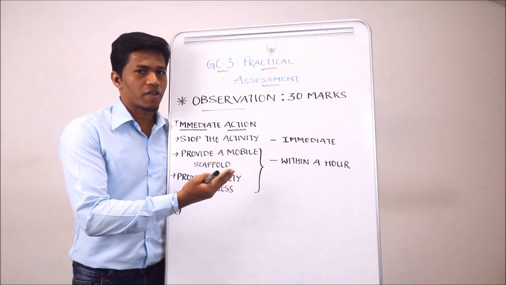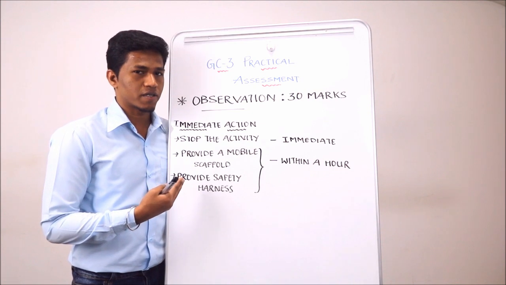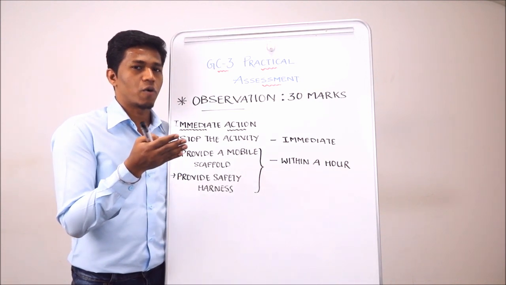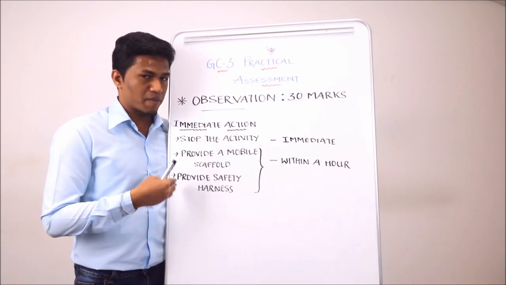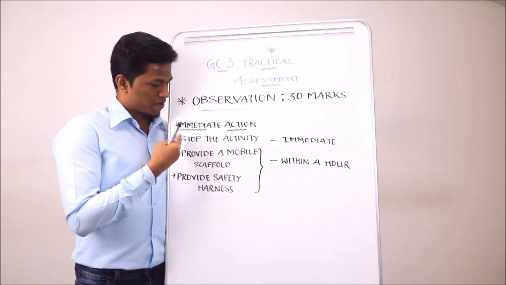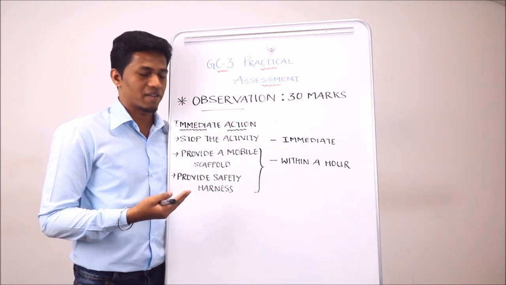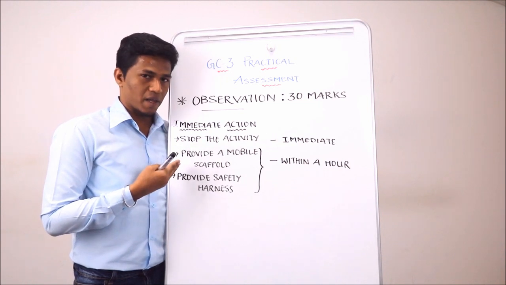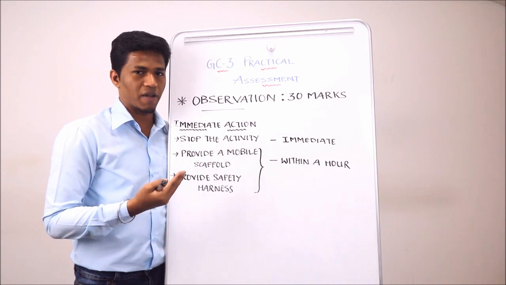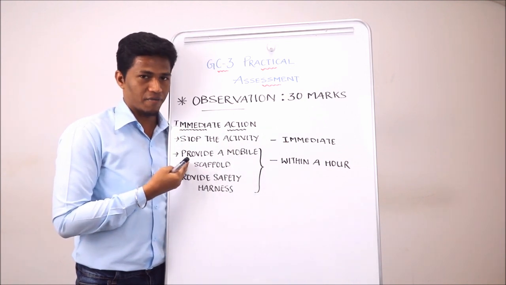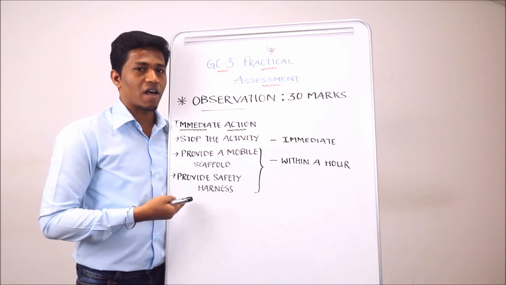So remember the observation, the example that we have just discussed. Now we're talking about the control measures. Like I said, you need to write both corrective and preventive, that's your immediate and your long-term action. So these are my immediate suggestions. I've said you stop the activity because you have just witnessed a person performing an unsafe act. So I've stopped that activity and then I need to provide them a mobile scaffold because it was an unprotected working platform. So I have to give a safe mobile scaffold. Then I've also suggested to give him a safety harness.